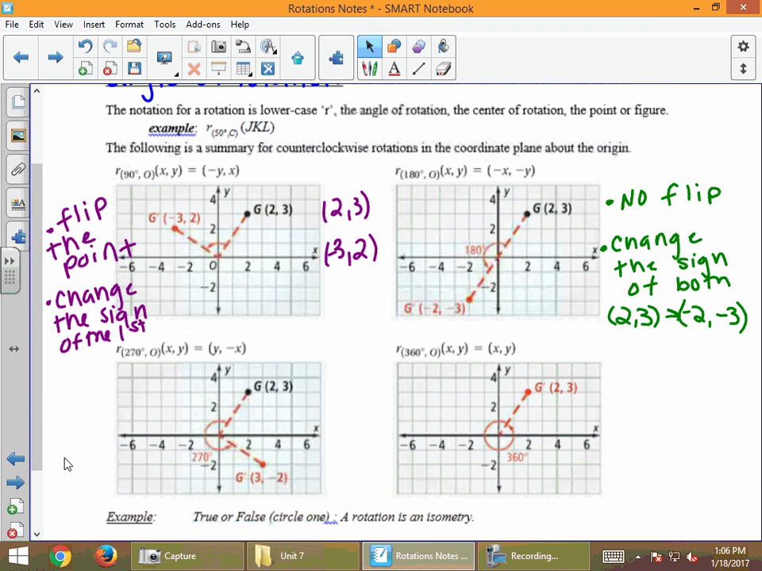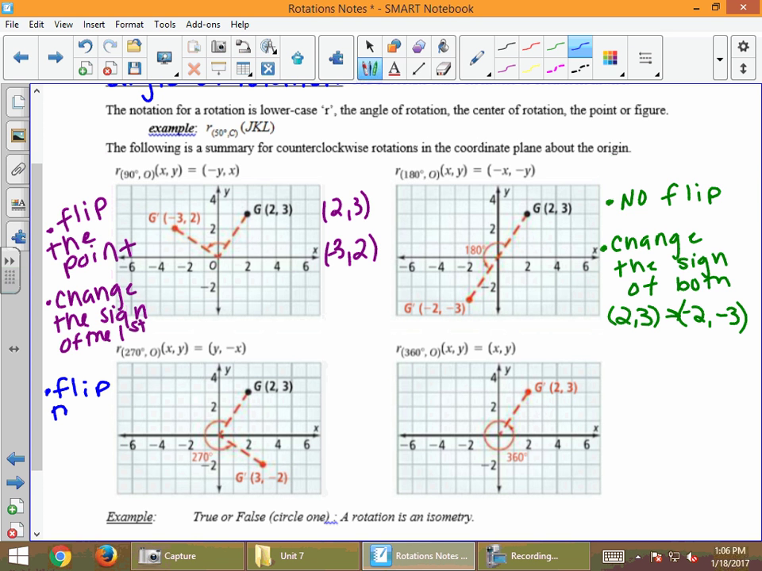If you are asked to rotate something 270 degrees, what you're going to do, it's really similar to 90. You're going to flip the point. So the X and Y trade places. But instead of changing the sign of the first, we're going to change the sign of the second.